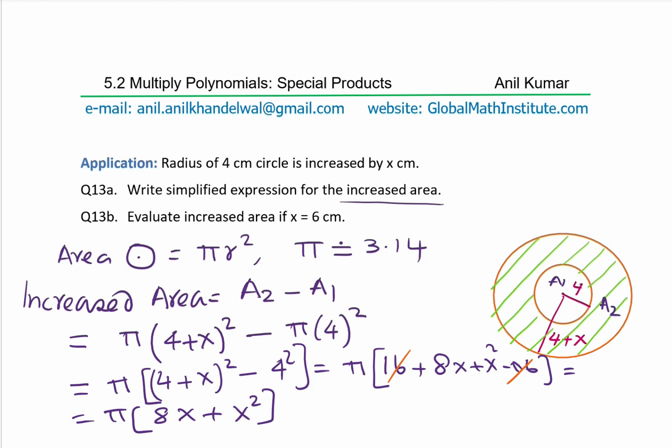So that becomes a simplified expression. You may or may not take pi outside, you could work with it together. Perfect. So we have done part A, which is writing the increased area expression.